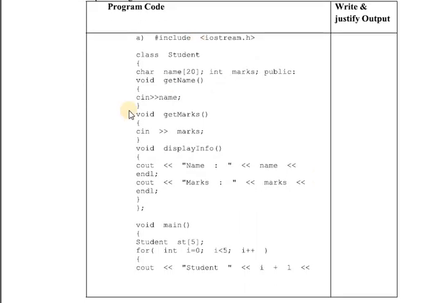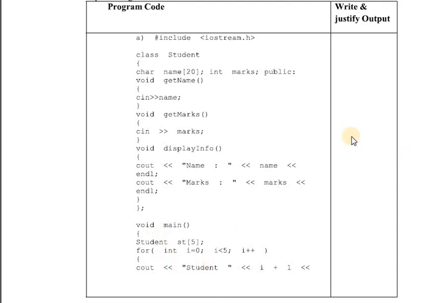So here is the program. We have to write the output for that. Class student, character name, marks. Now in the get, we are taking the name. So after writing this program, it will ask for the name. So write your name, that is name colon, write your name as XYZ. After that, it will ask for the marks. So write marks colon, write your marks.